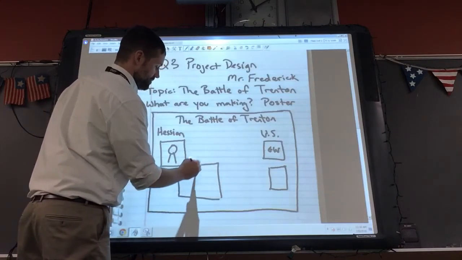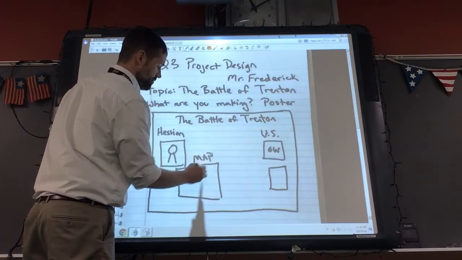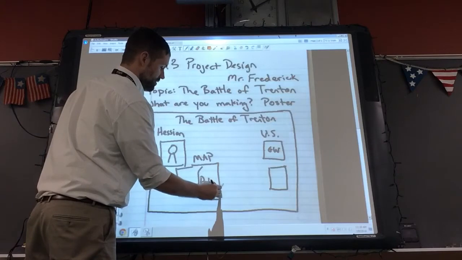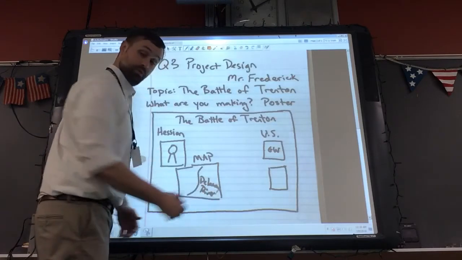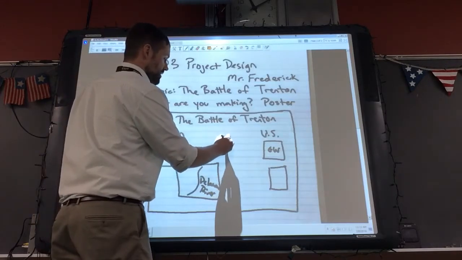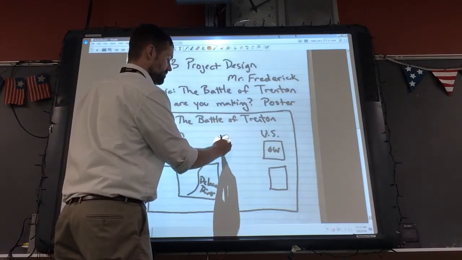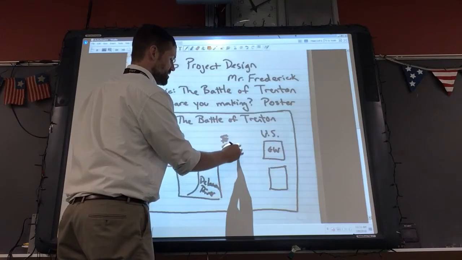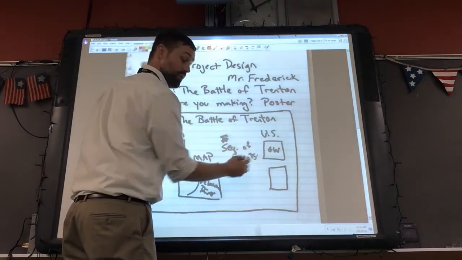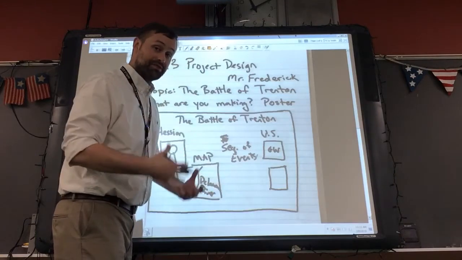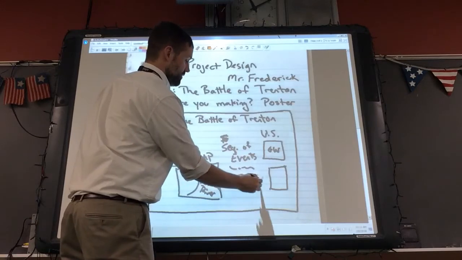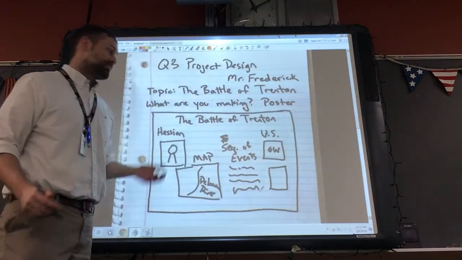Maybe a map. I'll probably want a map with the Delaware River, where Washington and his army crossed at night to attack on Christmas. Maybe, how about a sequence of events? I don't just want random facts. I want to use facts to tell a story in a meaningful way. So I'll include some events on here to be determined. And then I'll turn this in.